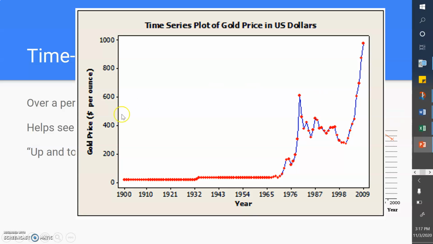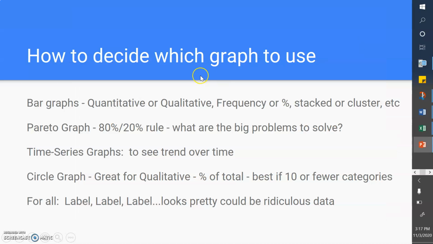Here's another example, gold prices. They started out pretty darn low and then they had a dip here, but they're still going up and to the right. How to decide which graph to use.